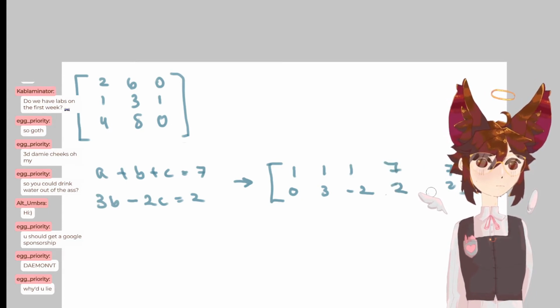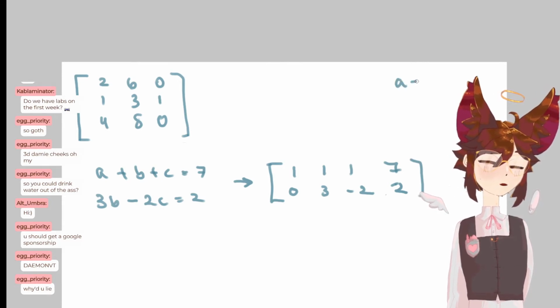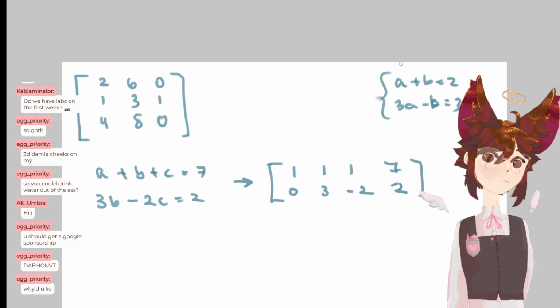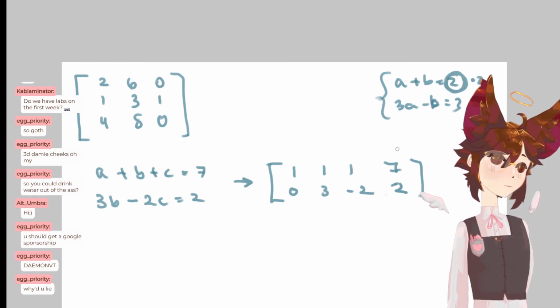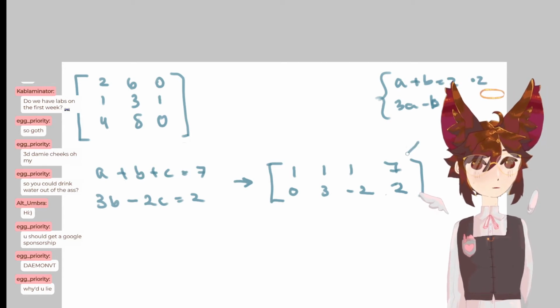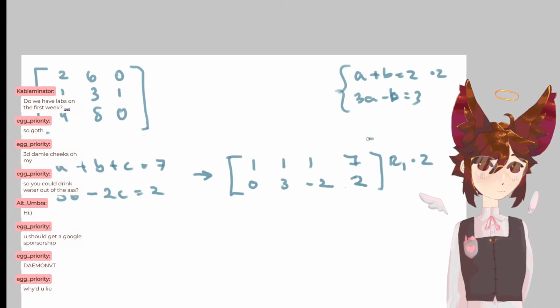Because when we do the row operations on a system and we're solving it, like if we have a plus b equals 2, 3a minus c, or b equals 3, when we multiply a row, we're also affecting this number. So we want to make sure that this is inside the matrix. Like if we say row 1 times 2, it's going to affect this as well.